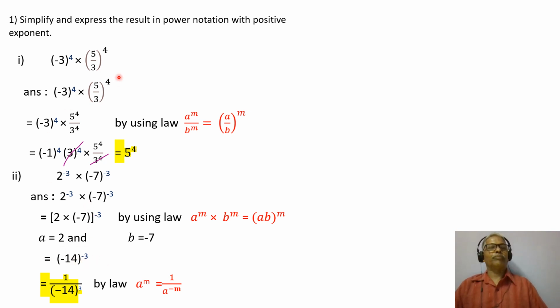But we have to express in power notation. This is in power notation, but the power has to be a positive exponent. So this is not. So we are using this law: A raised to m equal to 1 upon A raised to minus m, and the other way around. So this is equal to 1 upon bracket minus 14 raised to 3, and we have expressed this in power notation with a positive exponent. So this is your answer. We go ahead.